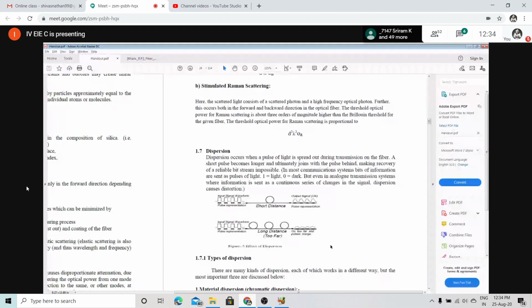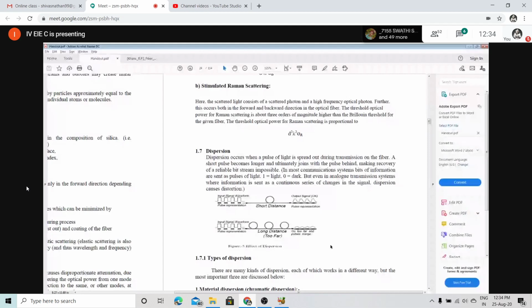So if we use a multi-mode step index fiber for long distance travel, if we don't have any repeater stations in between, we may lose the information completely, because the complete pulse train is being converted into a continuous train here. Continuous curvy nature as an output. Clear? So this is how dispersion will affect my information.